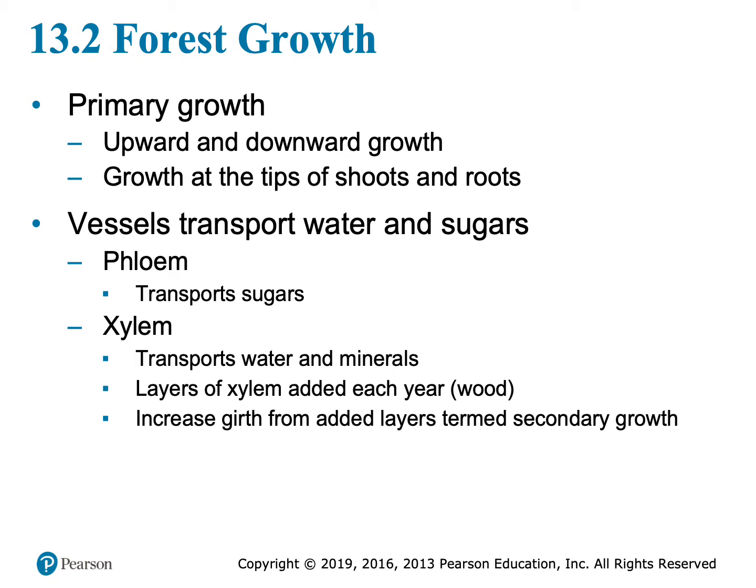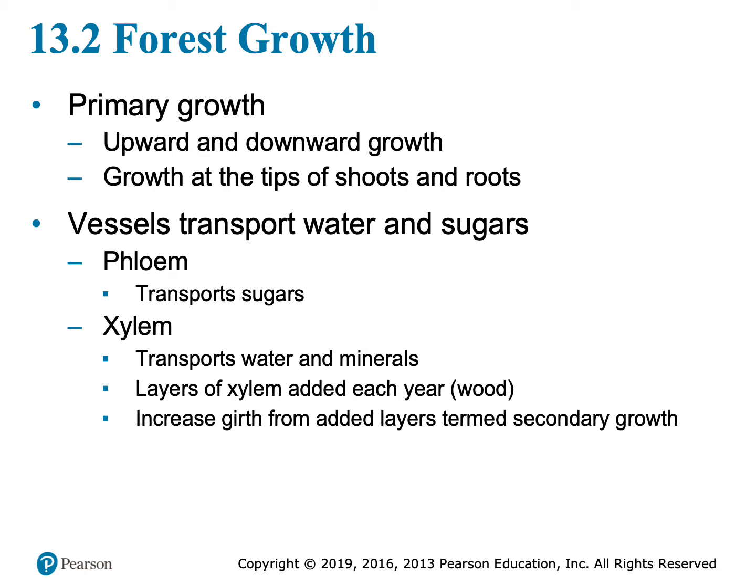Then we talk about primary growth and what that means. Primary growth is the upward and downward growth of the tree itself, so it's growth at the tips of the shoots and the roots. And that's your first blank under number 2 in forest growth, primary growth. And then if you go on to the next page of your notes, we talk about phloem and xylem. These are vessels that transport water and sugar throughout the tree.